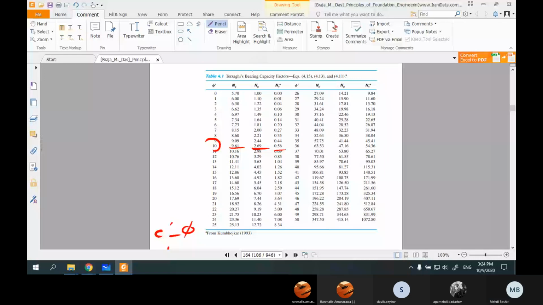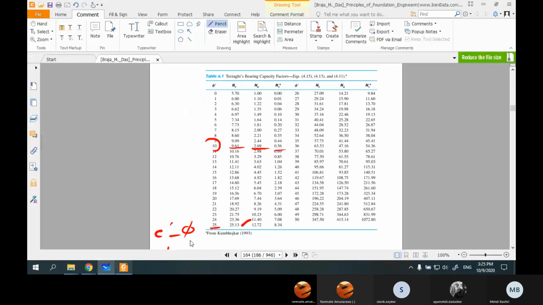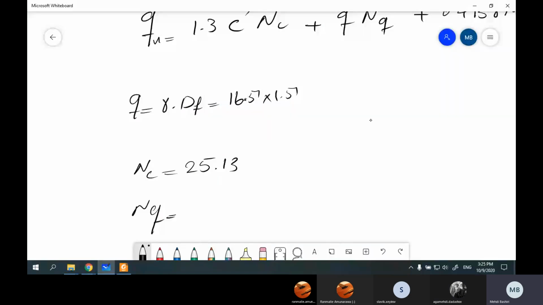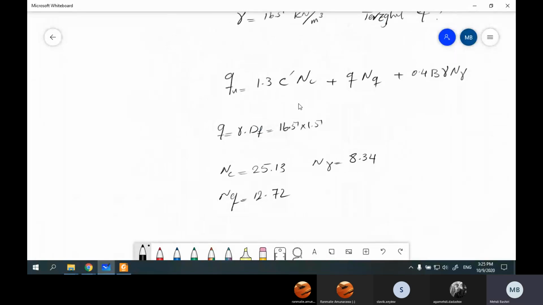Anyway, let's find NC, Nq, and N gamma. Here, you can see that this is our phi. So NC is 25.13, Nq is 12.72, and N gamma is 8.34. Okay, so everything is known now. We have q, B. What is B? 2 meter, and gamma is 16.5.